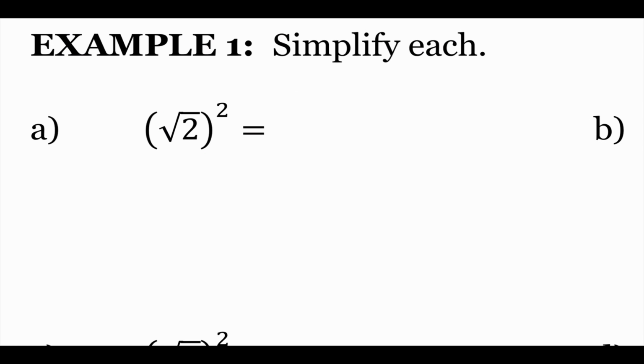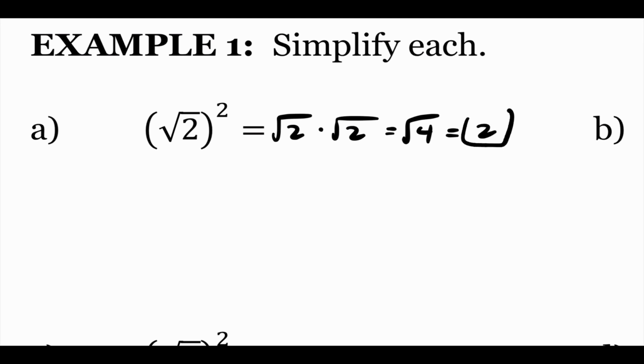Let's talk about squared, the 2, the exponent. What does that mean when we have squared? Times itself, right? So let me rewrite it. Really what this means is the square root of 2 times the square root of 2. And last week, we learned we can multiply these two because they're both roots. So you get the square root of 4. What is the square root of 4? 2. So the finished answer is 2.